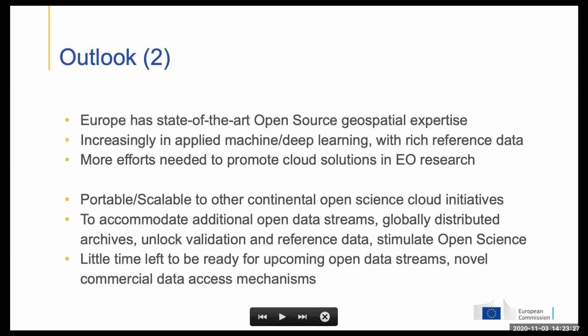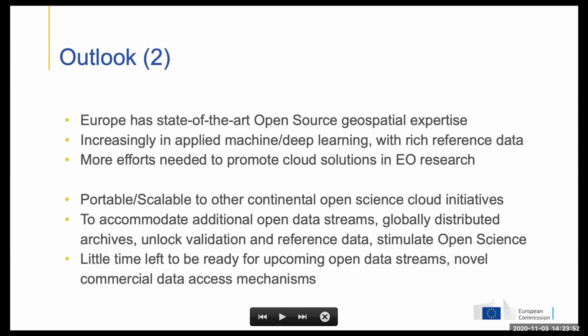In Europe, we have sufficient, I would say, probably top-notch open source geospatial expertise that can be integrated, that increasingly moves into applied machine and deep learning. And this is still limited to specific groups and needs to be promoted much wider under our Earth observation community.